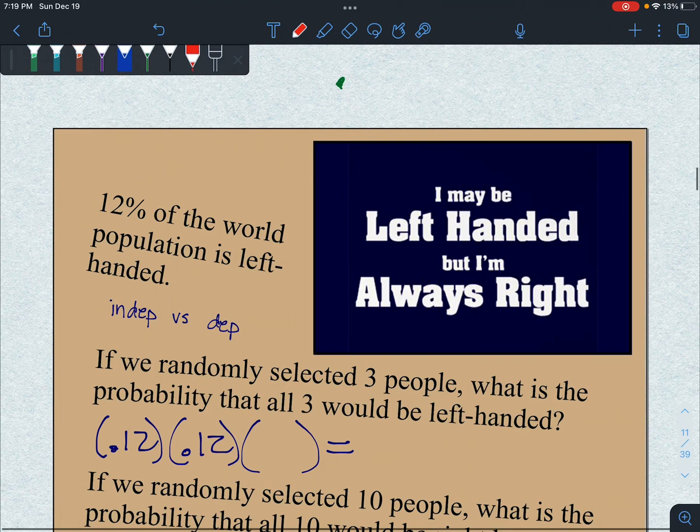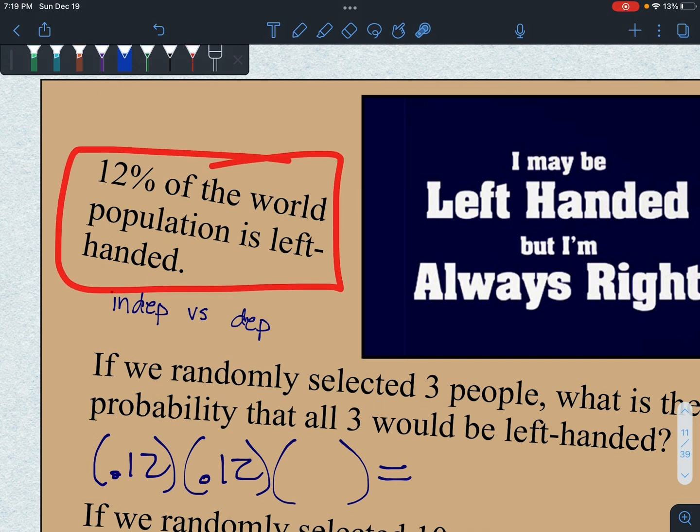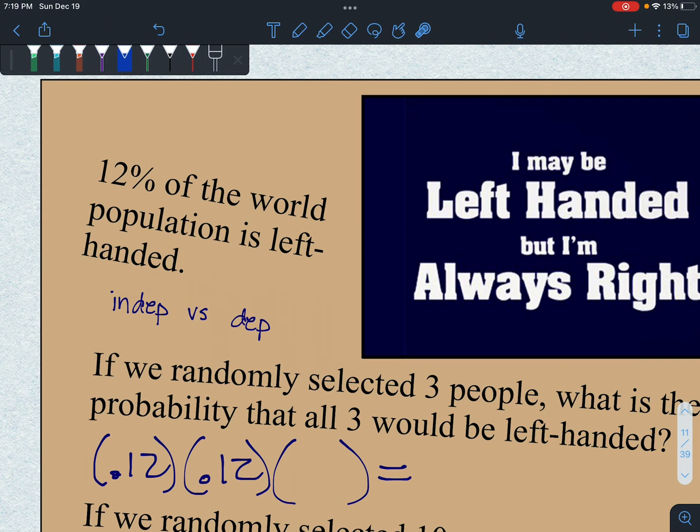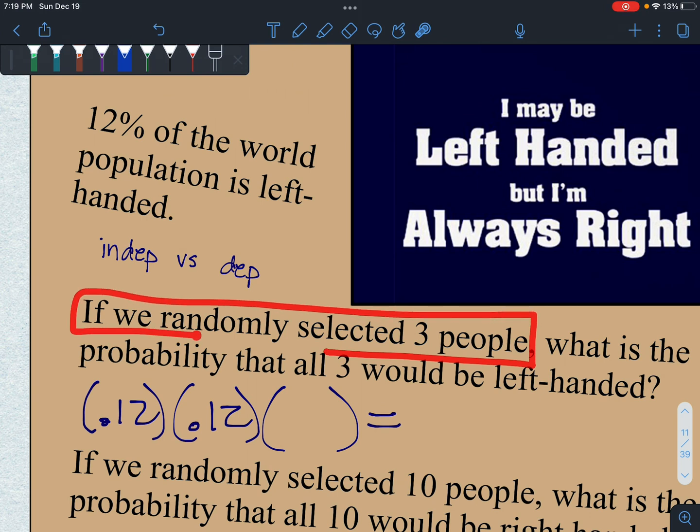And looking at a scenario now where they're independent. 12% of the population is left-handed. I don't know if you are. I'm not. I'm right-handed. I'm not part of that 12%. What if we pick 3 people randomly from the world? What is the chance that all 3 would be left-handed?